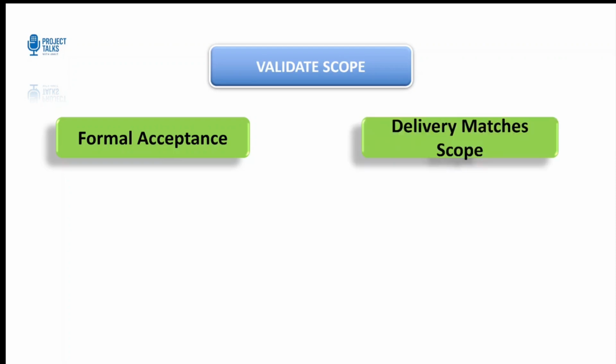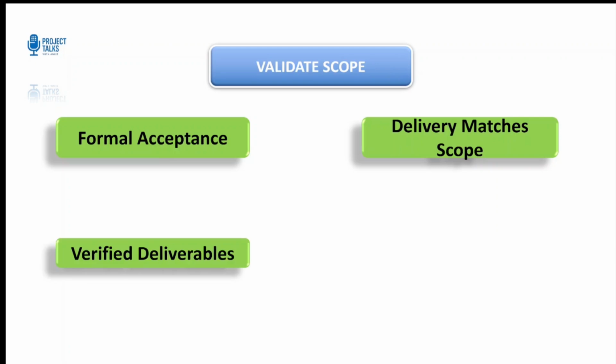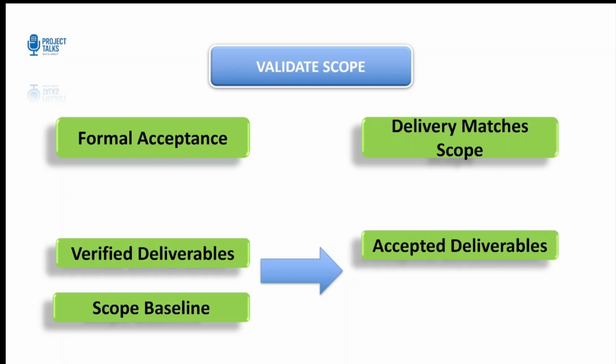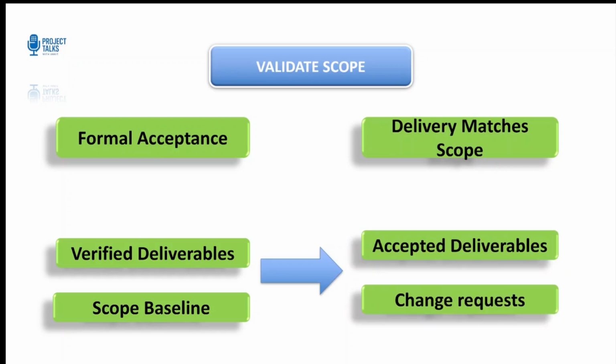It is not about testing quality. It is about confirming that what was delivered matches the agreed scope. Here, the key input includes verified deliverables and scope baseline. Now, the main output is accepted deliverables or a change request if discrepancies are found.